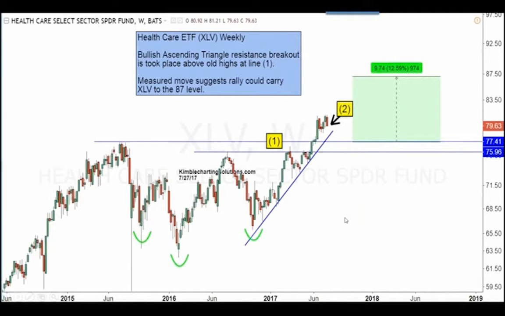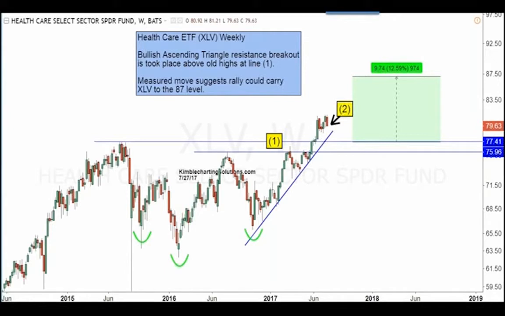Here's another example of a bullish ascending triangle in XLV, which is the healthcare ETF, one of the main sectors of the S&P 500. Again, this is XLV. Breakout at the horizontal resistance line, and the measured move on XLV was to add almost $10 to the price, or around 13%.